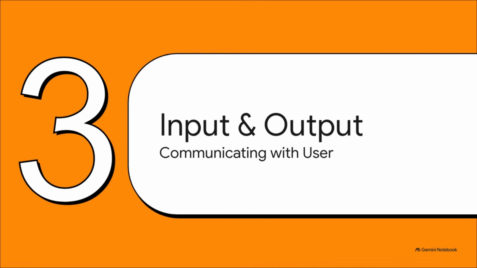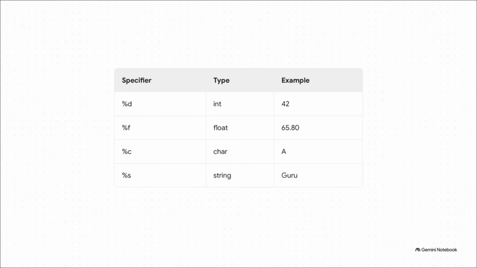Section 3, input and output, communicating with the user. Let's see how we pull data in and push our results out. So these format specifiers are basically your essential translation keys when using the printf function. C doesn't just automatically guess how to print your variables. You must explicitly use %d as a placeholder for integers, %f for floats, %c for characters, and %s for strings. When you run printf, the compiler swaps out those exact specifiers for the actual variable values you're passing to it.